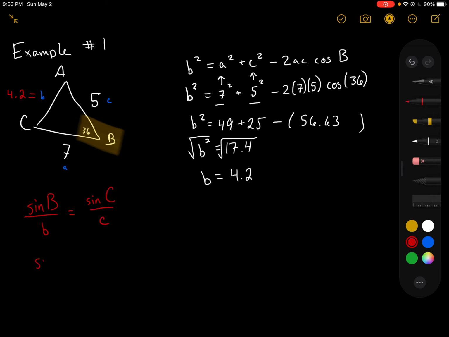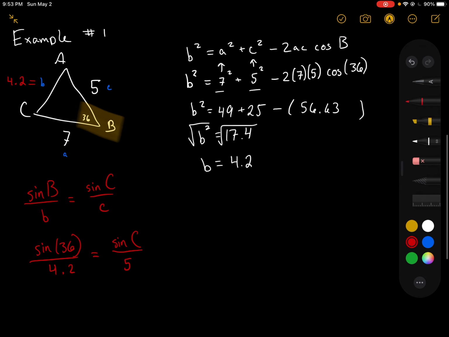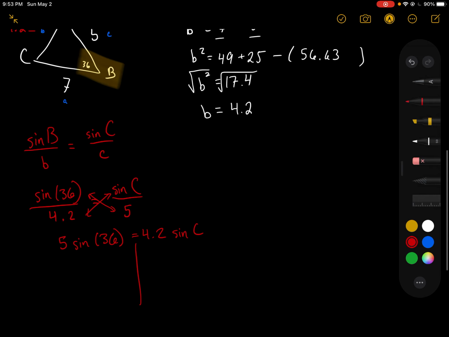So we could take the fact that we know both of our b terms and use that to set up for something we don't know. In this case, maybe we could use the sine of c over c. So we know sine of 36 over 4.2 equals the sine of c over 5. At this point, we can cross multiply. So I'll have 5 times the sine of 36 equals 4.2 times the sine of c.